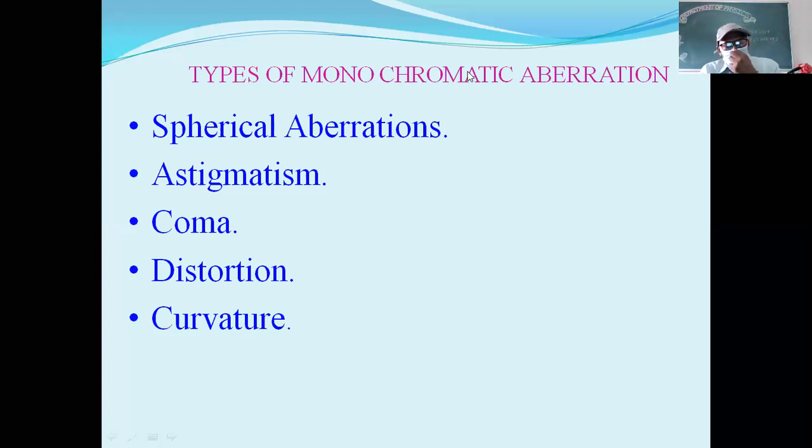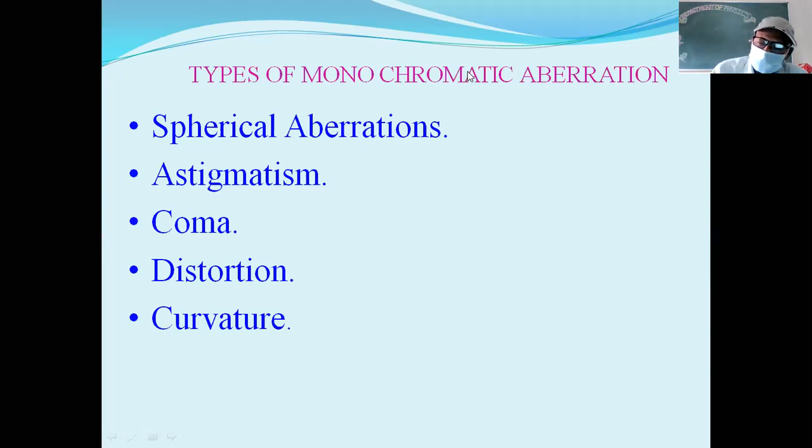So if the image of a square is formed like a barrel or like a pin cushion, then that image is said to be defective. Such a defect in the image is called distortion.